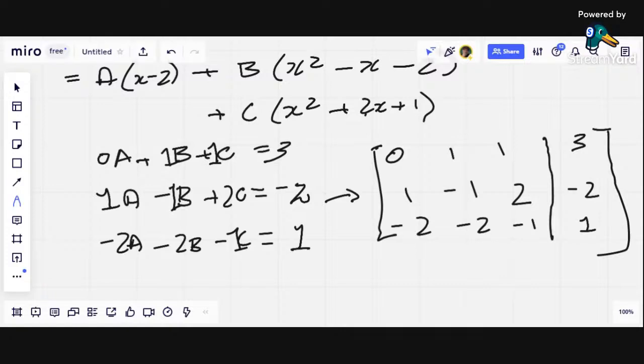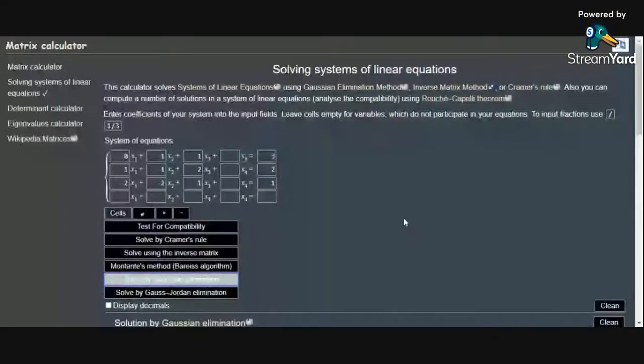Hang on here. I'm going to bring up something, a Chrome tab, and there it is. Solving systems of linear equations, and I will put a link to this matrix calculator down in the description or one of the comments. I'll pin a comment and we'll put a link to that.